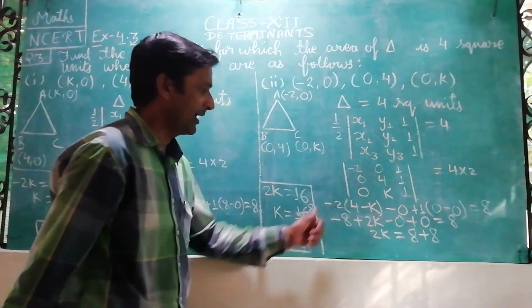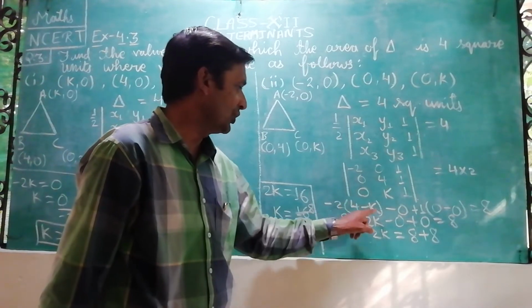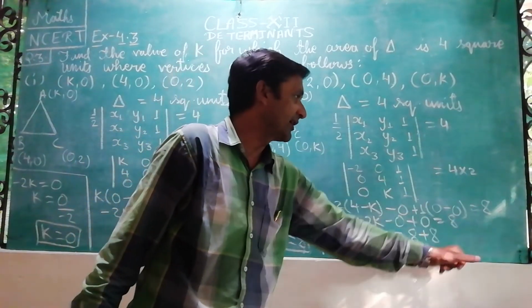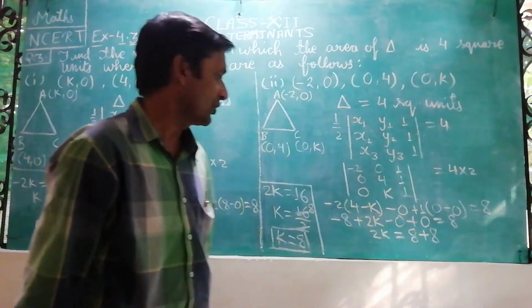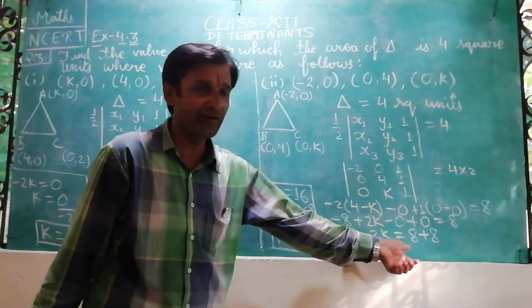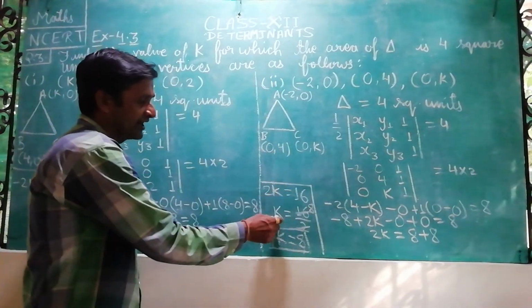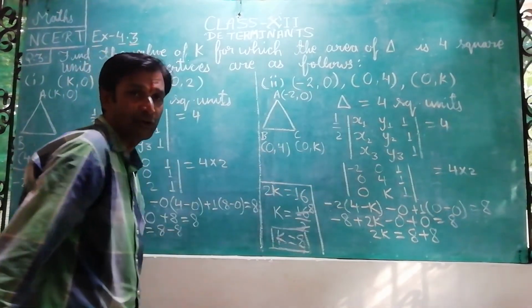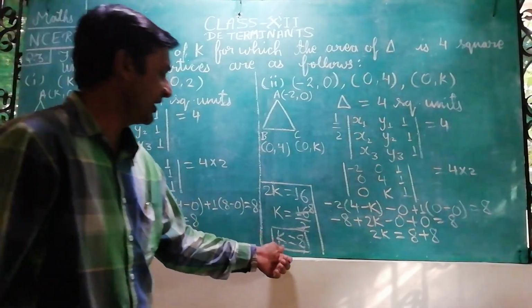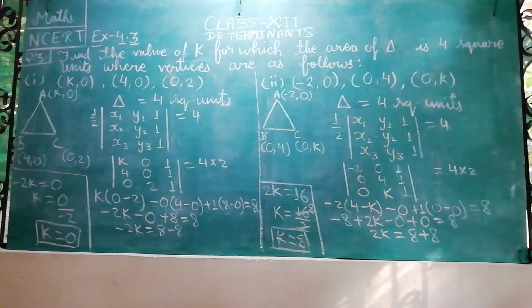And minus 2 is multiplied here. Minus 2 into 4 is minus 8. Minus into minus will become plus, and 2 into k is 2k, is equal to 8 there, because 4 into 2 is 8. So now this negative 8 is shifted from LHS to RHS, then it will become positive 8. So 2k is equal to 8 plus 8. Now 2k is equal to 16 and k is equal to 16 upon 2, that will be equal to 8. So the value of k is 8 here. So up to question number 3, the second part we have done.